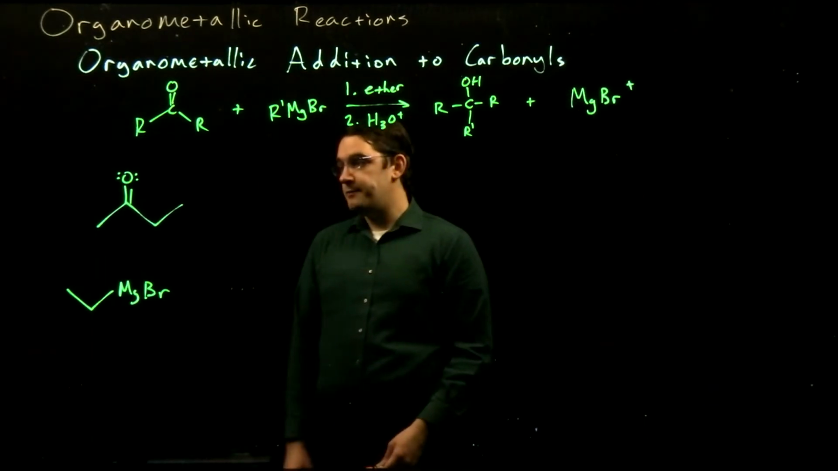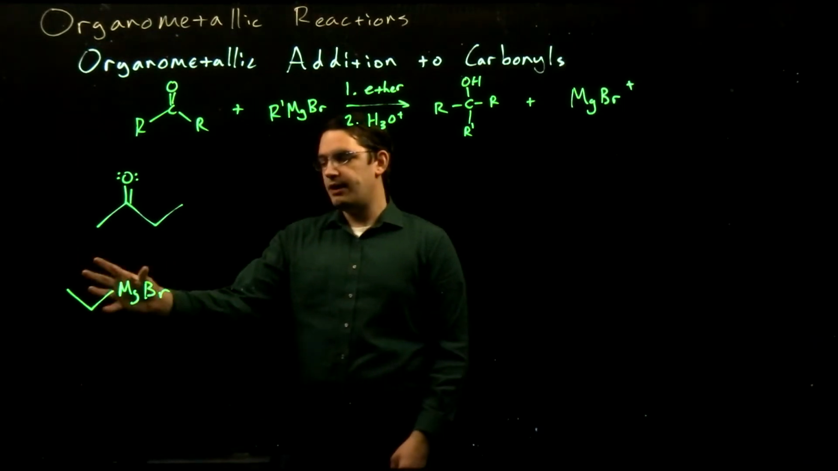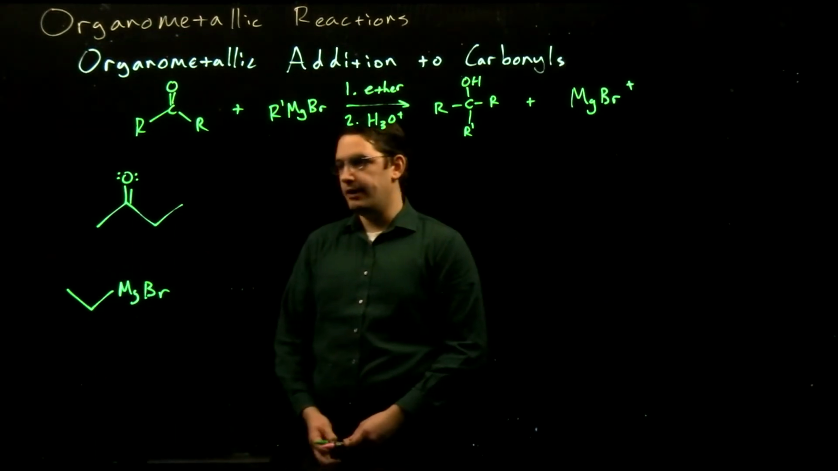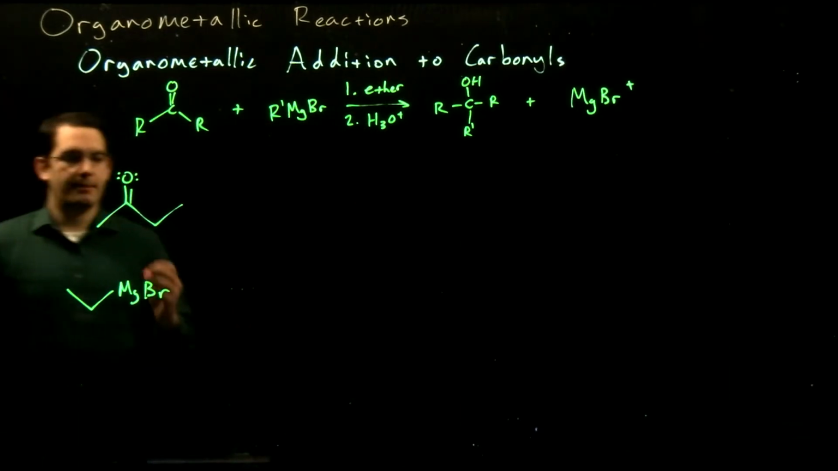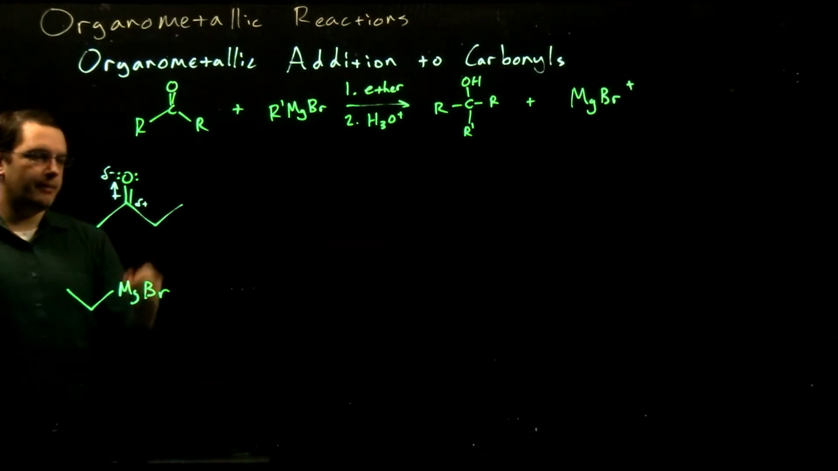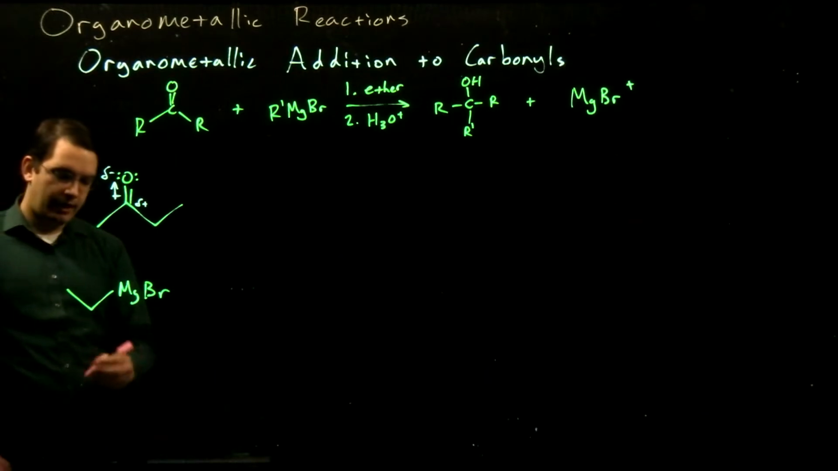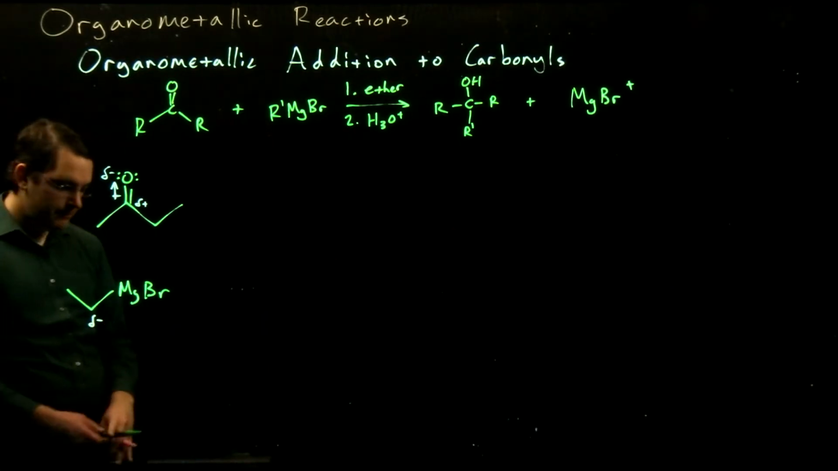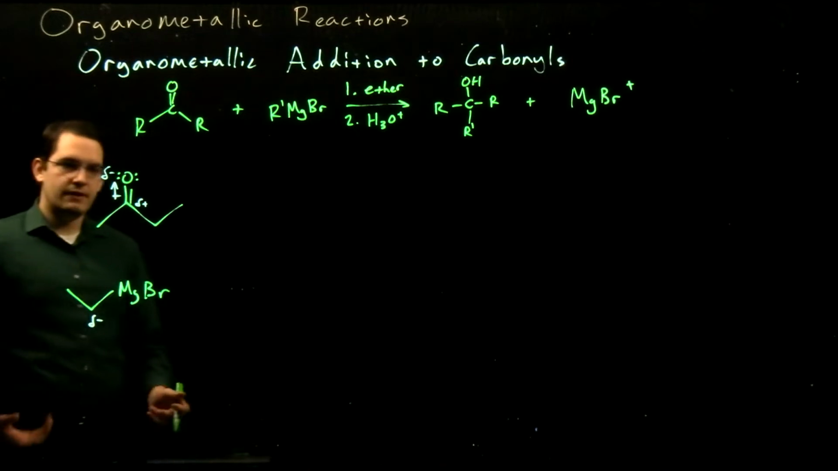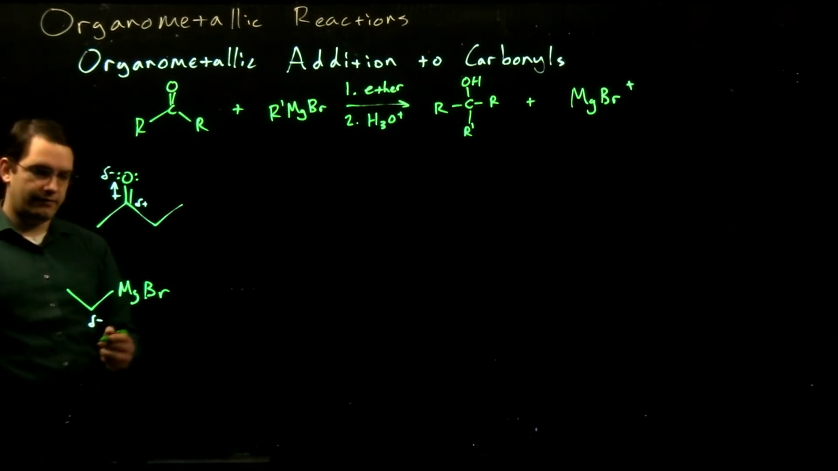Now let's walk through the mechanism of this reaction using our 2-butanone compound shown here and our ethyl magnesium bromide compound here. So with our carbonyl compound, we have our carbon double bonded to our oxygen. The oxygen, of course, is more electronegative. So we have this polarized bond with our carbon acting as our electrophile. Of course, as we know, our organometallic compounds have that strongly nucleophilic carbon.